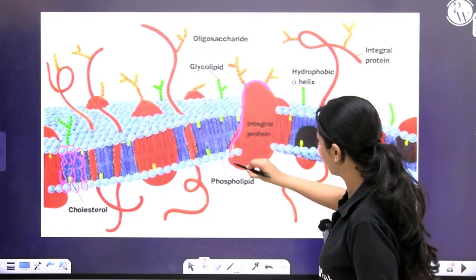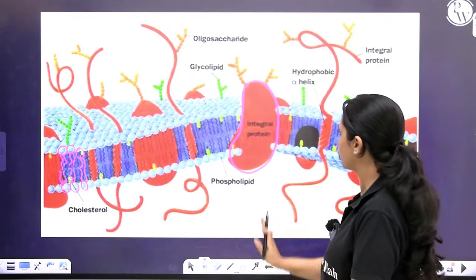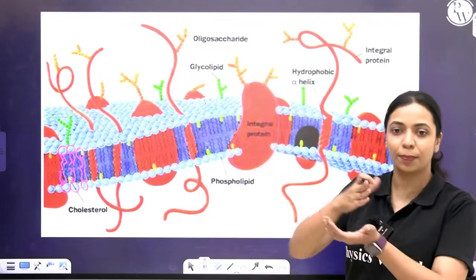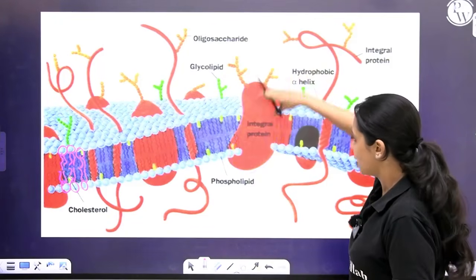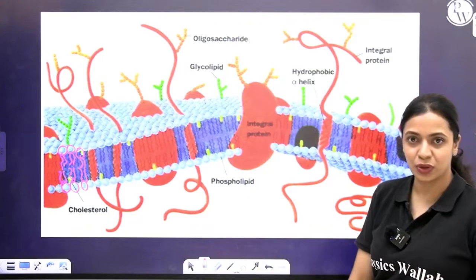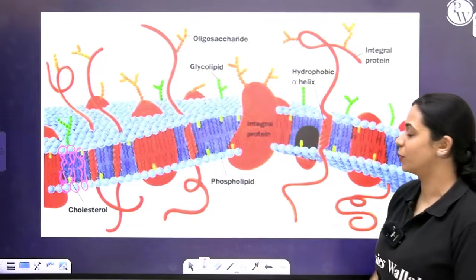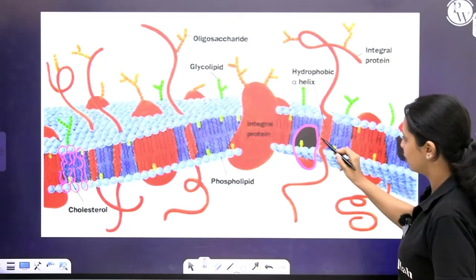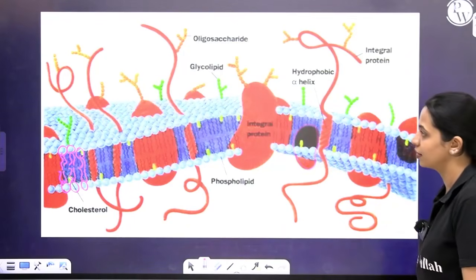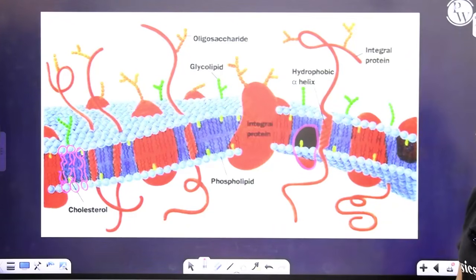This protein is present spanning through the entire plasma membrane. It's completely integrated within the plasma membrane. Such proteins are called integral proteins. They are difficult to extract from the membrane. There are some other proteins like this one here, which is also partially embedded. If they are partially or fully embedded within the membrane, you call them integral proteins.